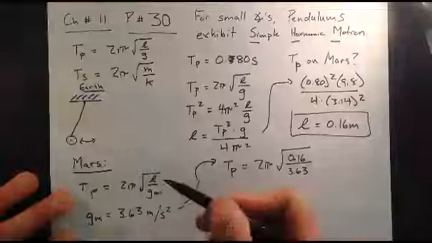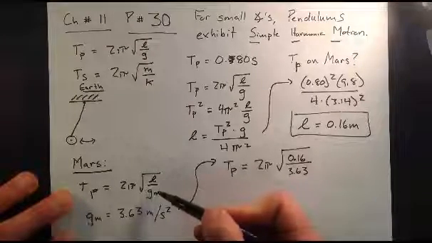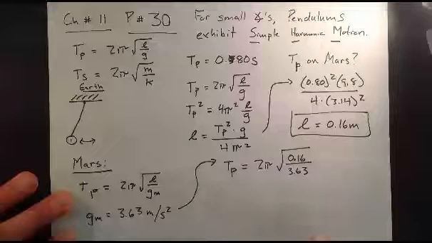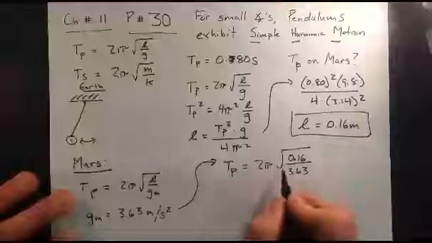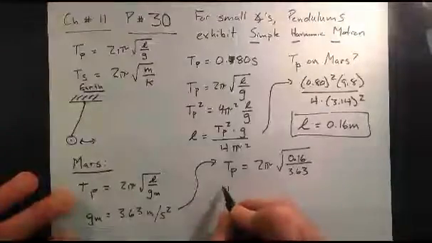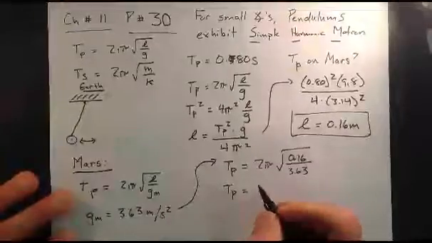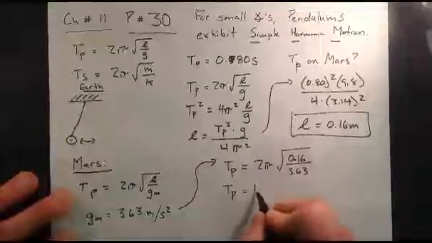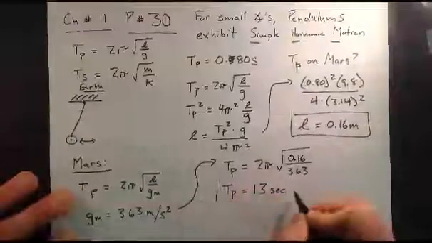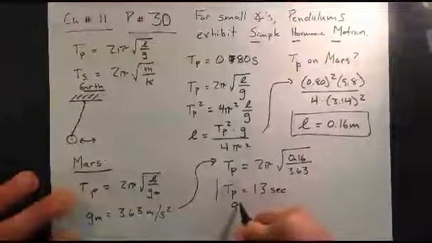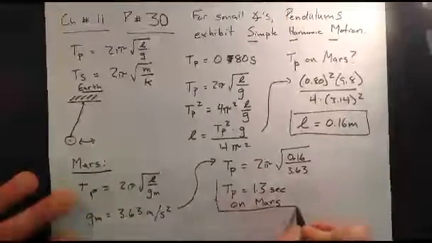Okay, so remember when you're using this formula, make sure you've got your length in meters, since g is going to be in meters per second squared. So if we plug in those numbers, plug that all into our calculator, we get that the same pendulum on Mars would have a period of 1.3 seconds. This is on Mars, on the red planet. Okay.